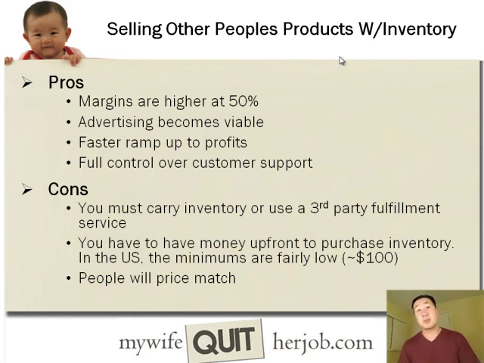Now, of course, the cons of this is you must carry inventory or you must use some sort of third-party fulfillment service. And the other disadvantage is you have to have some money up front to purchase your initial inventory. Now, at least in the United States, the minimum orders for wholesalers is fairly low, and in my experience, it's on the order of $100 for a minimum order. So it's not that much money, and because everything is going to be local, the lead times are much faster. But on the flip side, you still have this disadvantage that you are selling other people's products. As a result, there's going to be other vendors selling the same product, and people will tend to shop around and price match.